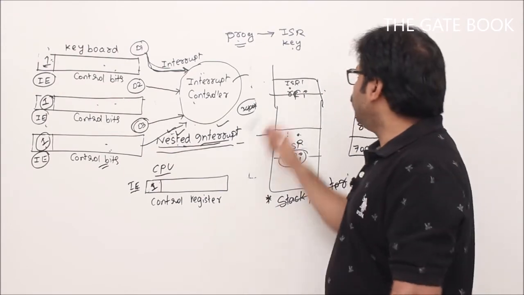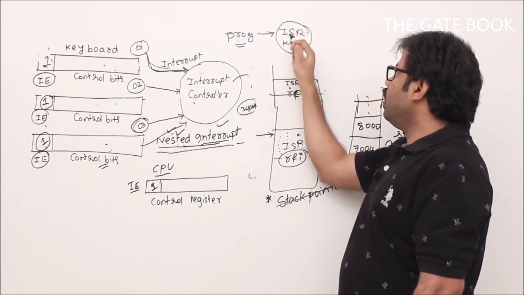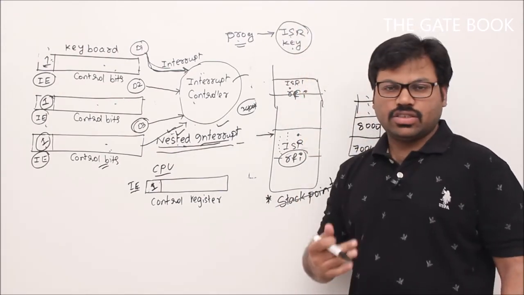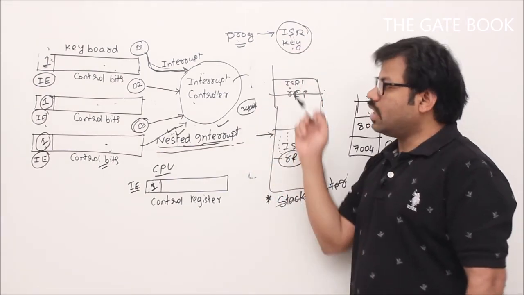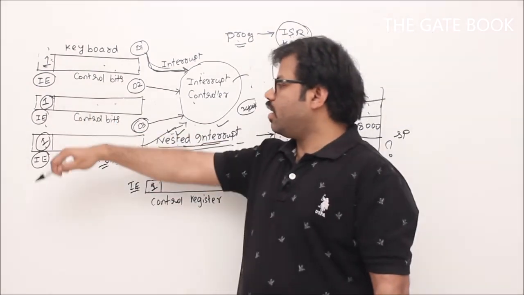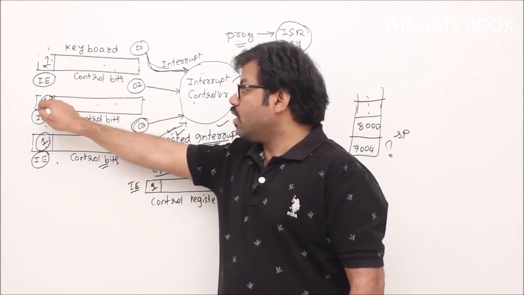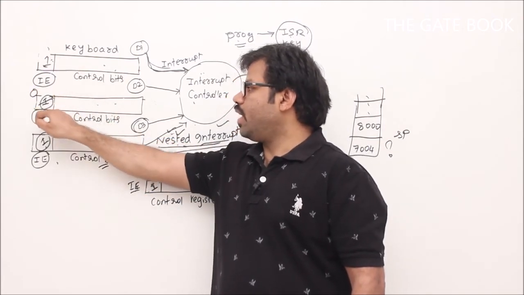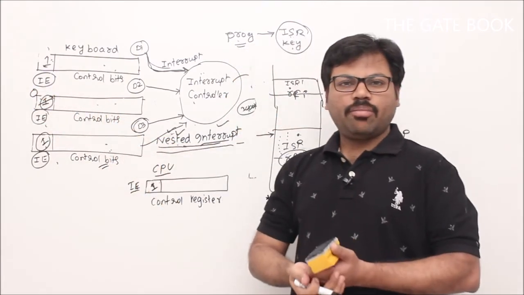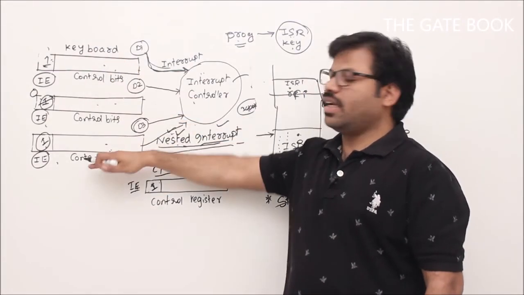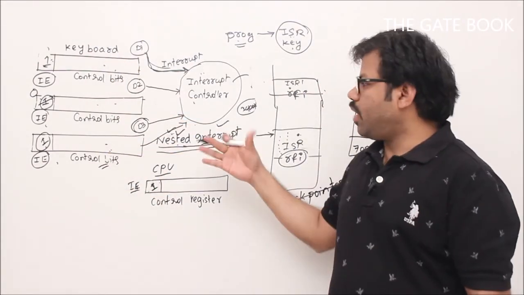Then what to do? Simple. In this interrupt service routine, in the very first instructions, you have to implement it in such a way that, since you want only D3, that interrupt service routine should make this IE bit 0. Then what happens? Only this and this can generate interrupts. In that way we can plan, not a problem.